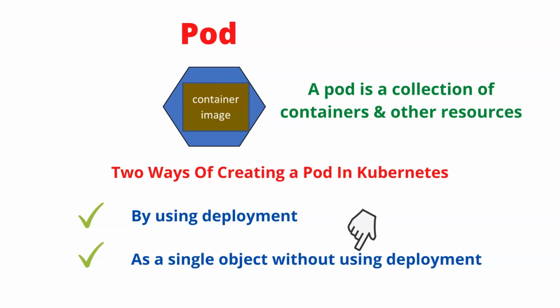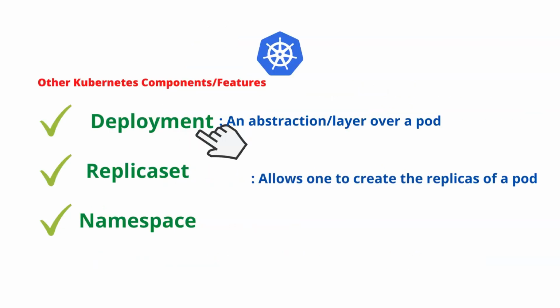So far we've learned what deployment is. Deployment is an abstraction over a pod, and we've also learned what replica set is. It's a feature that allows you to create the replicas of a pod. And moving forward, we're also going to learn what namespace is. But before we do that, like I said, let's see how to create a pod as a single object.